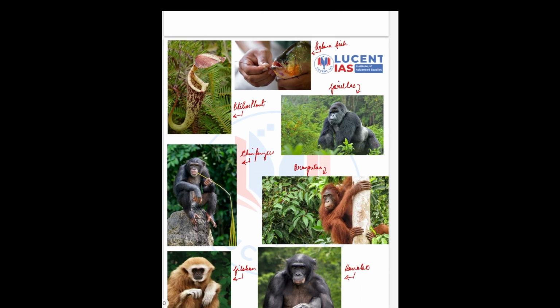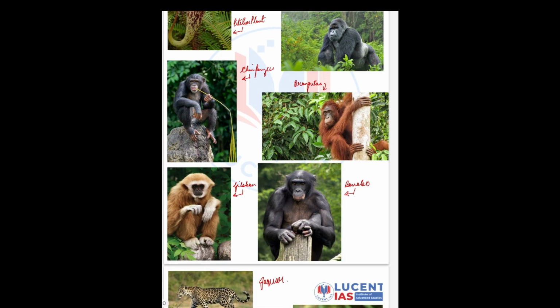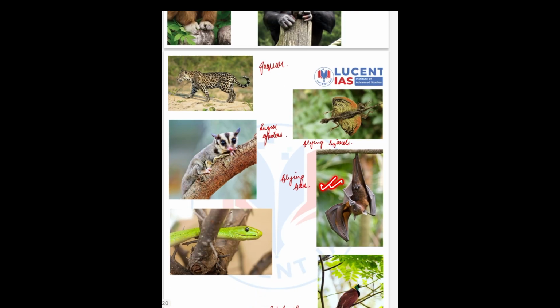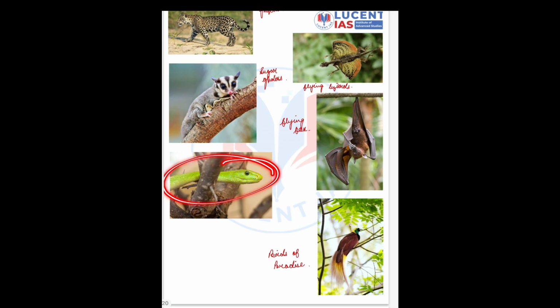Let us see the figures one by one. So this is the pitcher plant, they feed on insects. Then this is the piranha fish, gorilla, chimpanzee, orangutan, gibbon, bonobo. They are all ape species. Then we find one of the cats, the big cat, jaguar. Then these are the sugar gliders. This is flying lizard. This is flying fox. This is green mamba, and this is bird of paradise, a colorful bird found in rainforest.